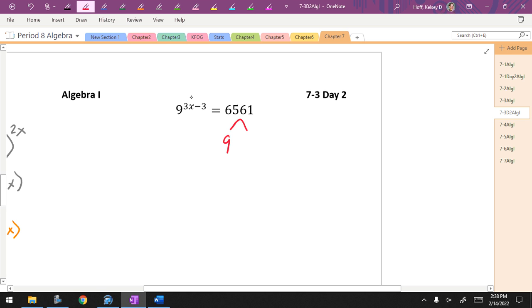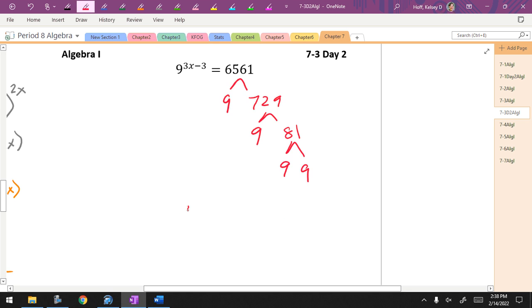Take 6,561 divided by 9. What do you get? 729. Take 729 divided by 9. What do you get? 81. Take 81 divided by 9. What do you get? 9. So really 6,561 could be rewritten as 9 to the 4th. So 9 to the 3x minus 3 equals 9 to the 4th.